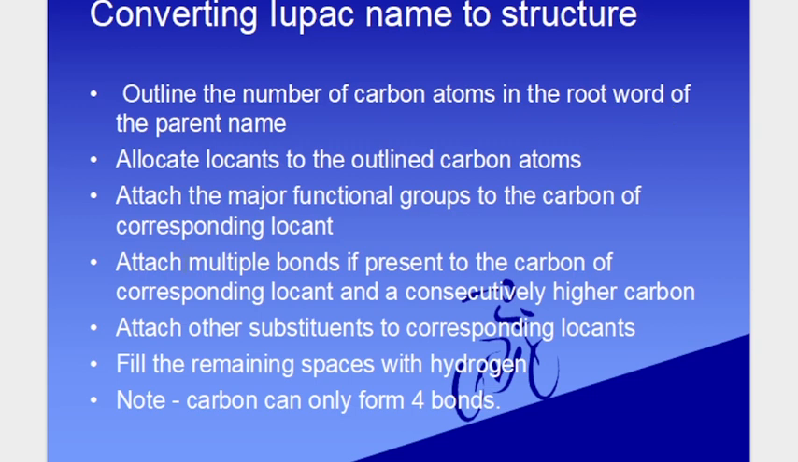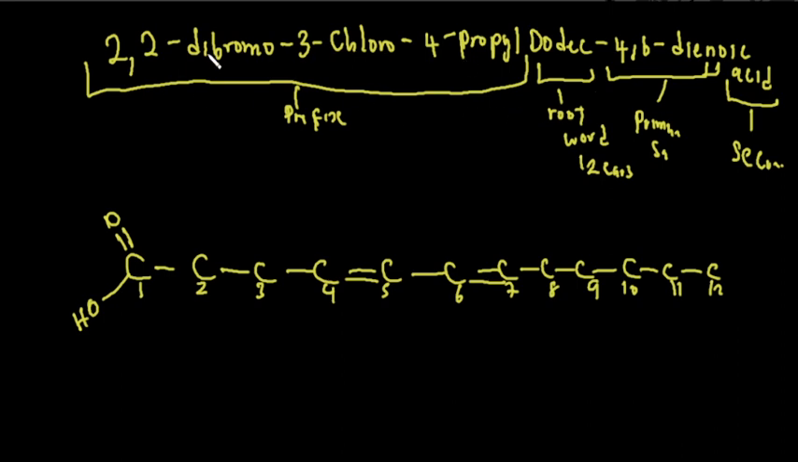What is the next rule saying? The next rule is saying attach other substituents to the corresponding locants, and then finally, you fill the remaining spaces with hydrogen, bearing in mind that carbon can only form 4 bonds. The only other things that are remaining here are this part, so let's start filling them. 2,2-dibromo: the first bromo is on number 2, the second bromo is also on number 2. Then we have 3-chloro, which means chlorine is on number 3. Then we have 4-propyl. Propyl is C3H7, so that's on number 4. And basically that is that.